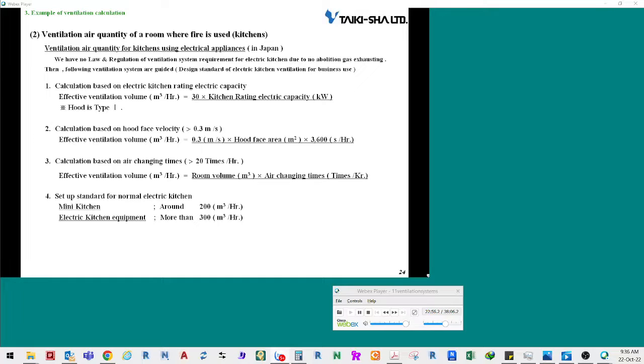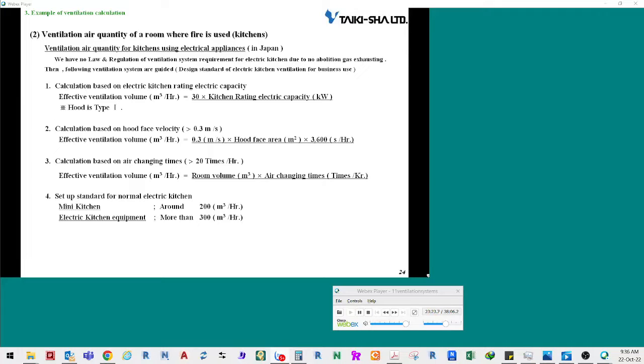Ventilation air quantity for kitchens using electrical appliances. Ventilation systems are installed as a result of calculations based on the following factors. No standards of ventilation air quantity are established for the purpose of restriction of combustion gas discharged by electrical kitchen appliances in any laws or regulations.